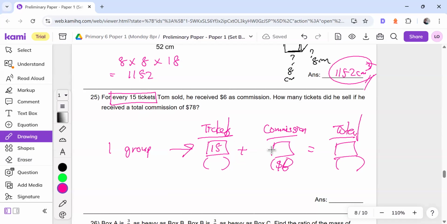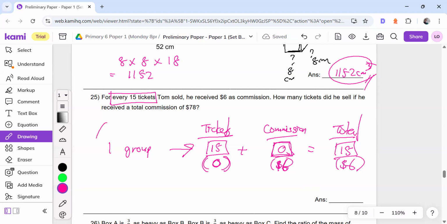What do you put in the box? Now you put how many tickets? What do you put in the bracket? You put how much value? Is there any free tickets that he will get? No. What's the total tickets in one group? 15. So do we know how much is here? You just put 0. But we know that he will get $6. And so one group is $6.